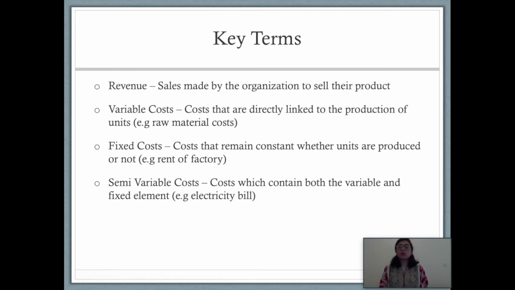So variable costs vary with the production of units. If we don't produce anything, we don't have any variable costs. The key example of variable cost is raw materials. Unless we bring raw materials into the production house, into our warehouse, there won't be any variable cost. So variable costs are costs that are directly linked to the production of your product or your units.